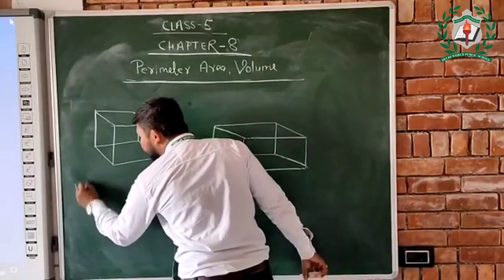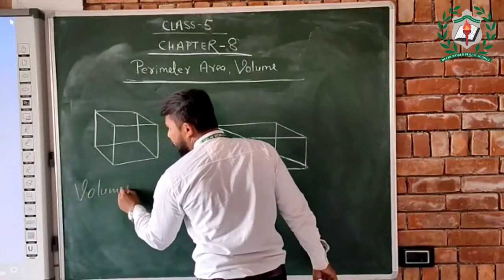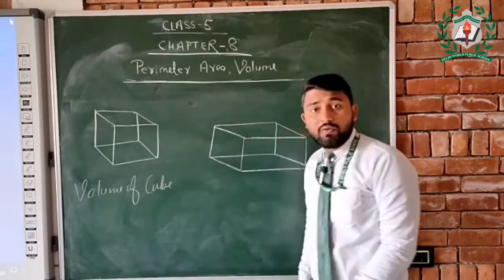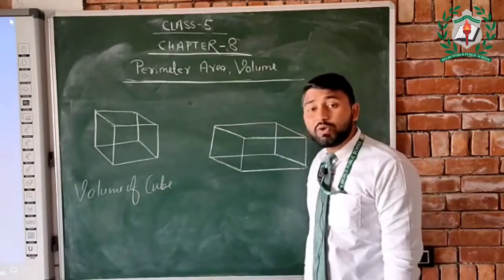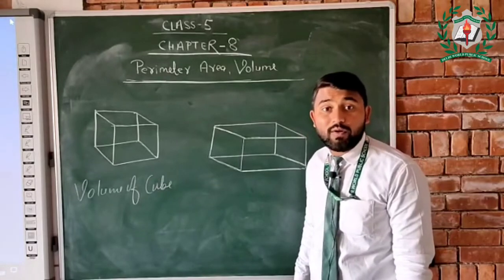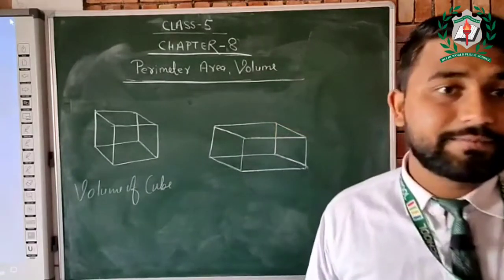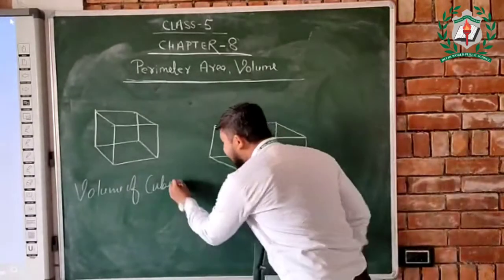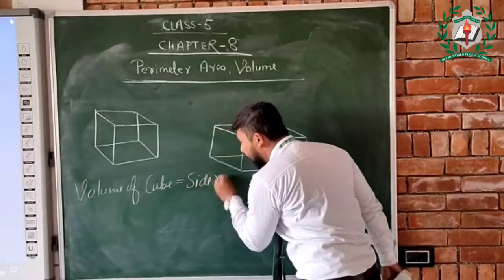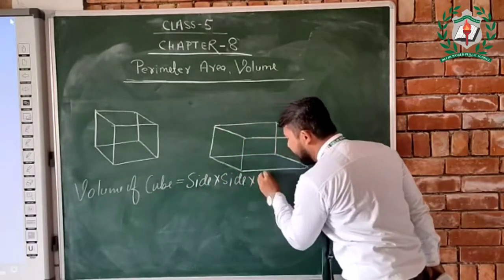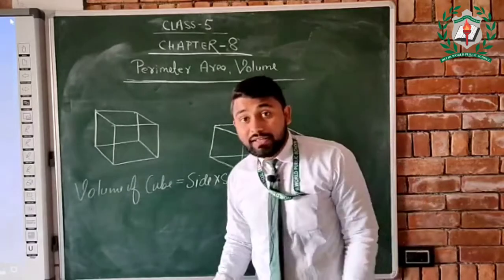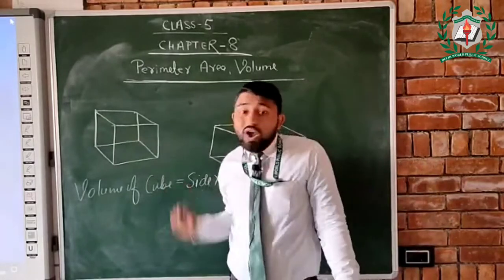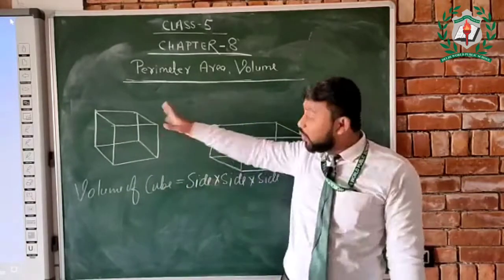So volume of cube is equal to, you can write volume of cube. What is the volume of cube? Volume of cube will be side into side into side. Sir, why is it side into side into side? Because all the sides, all the faces are equal in cube.